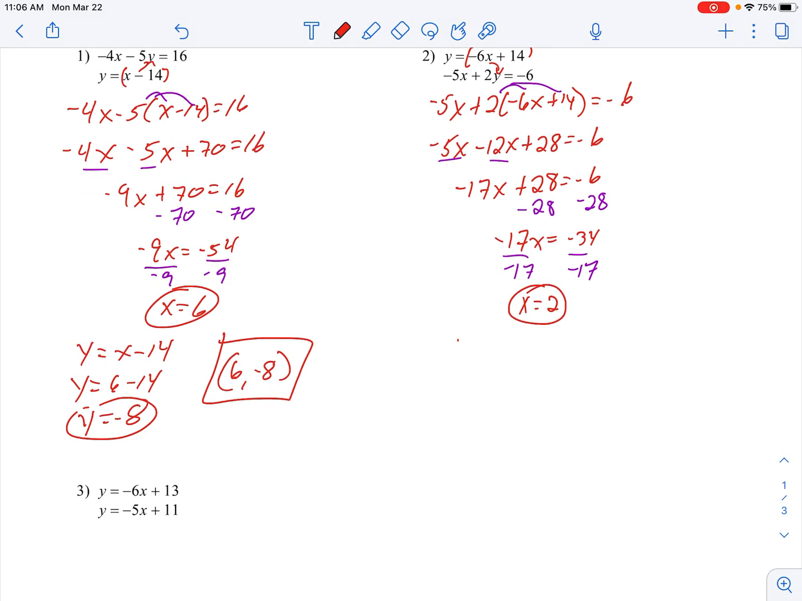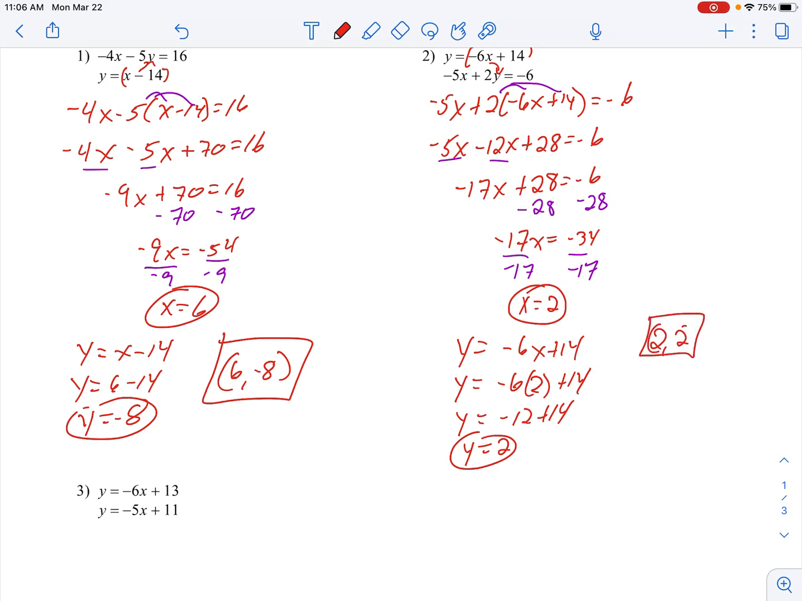Now, just like I did on the previous one, I've got x as 2. I'm going to use that top one. And it doesn't matter which one you use. The top one's just a little bit easier to work with in this case. -12 plus 14, and y is 2. So write it as an ordered pair, x comma y, 2 comma 2.